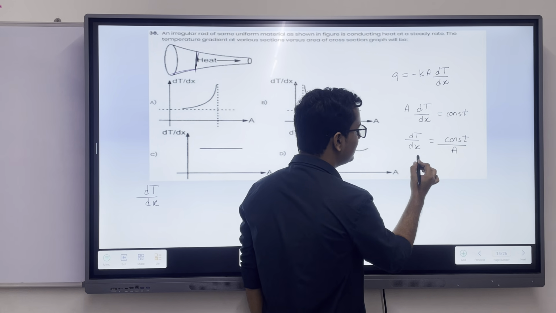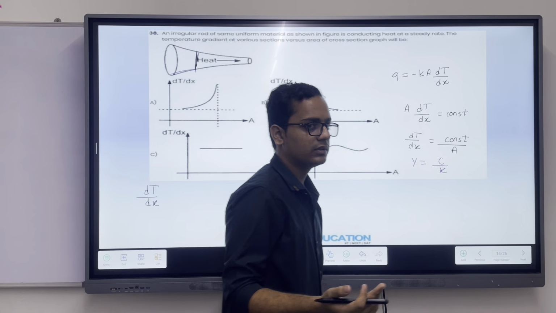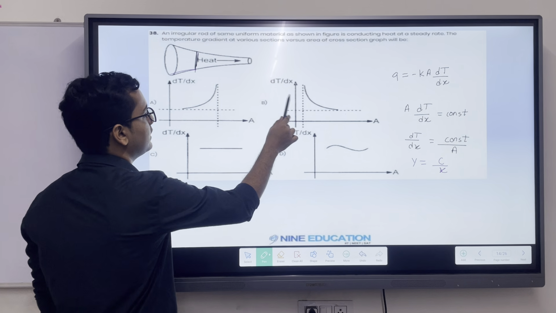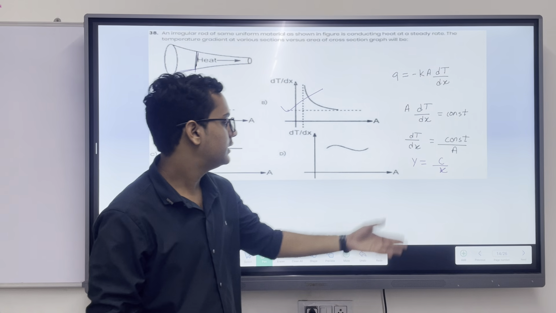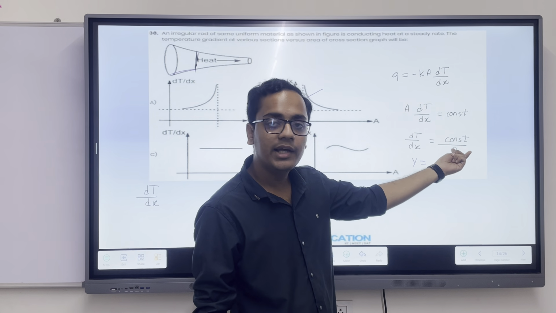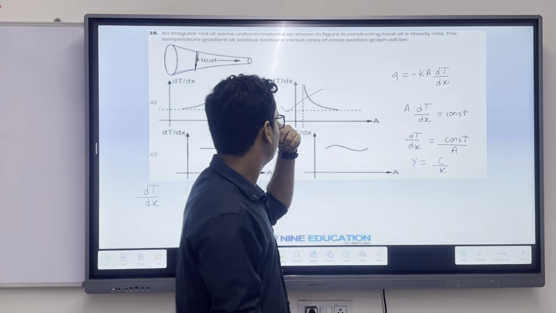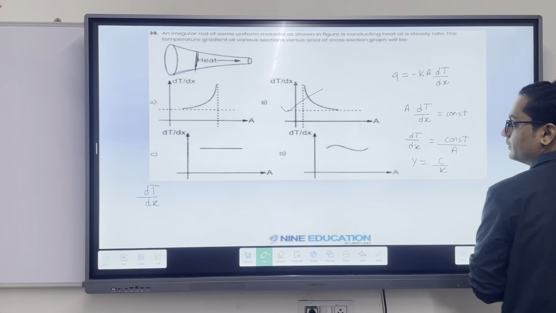You can clearly see this graph looks like y is equal to some constant divided by x. So there is only one graph like that. This looks like y equal to 1 by x. This is y equal to constant by x. So dT by dx is on the y-axis, area is on the x-axis. So that's why it looks like a hyperbola. So that's the only option.